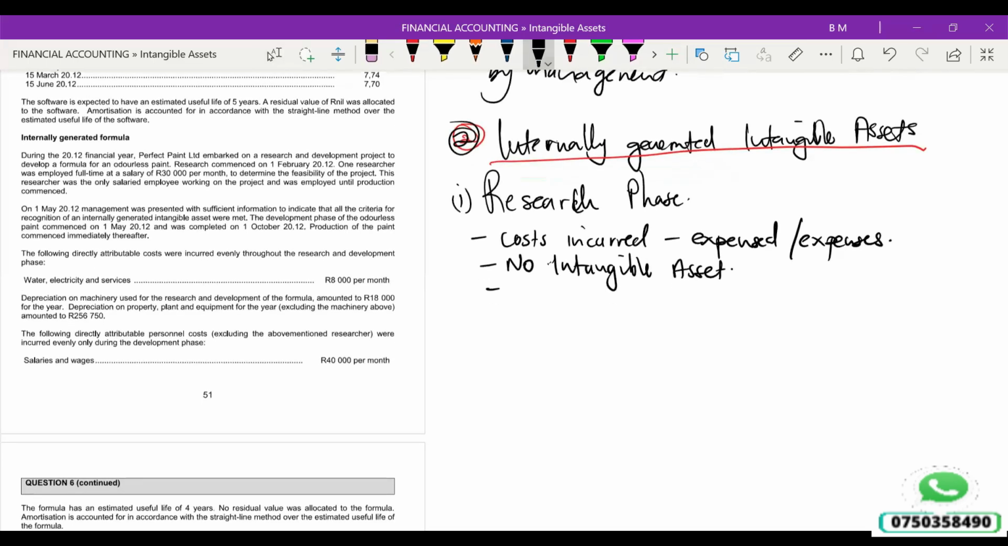Then, guys, the second phase is what we call the development phase.